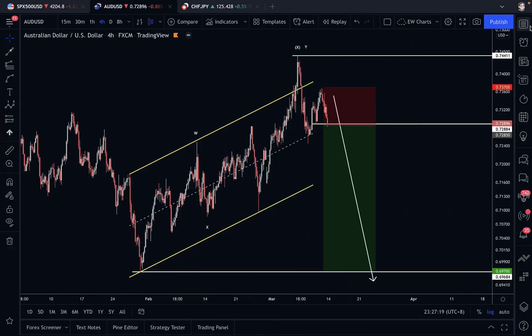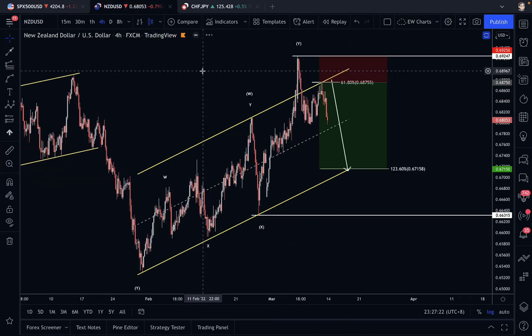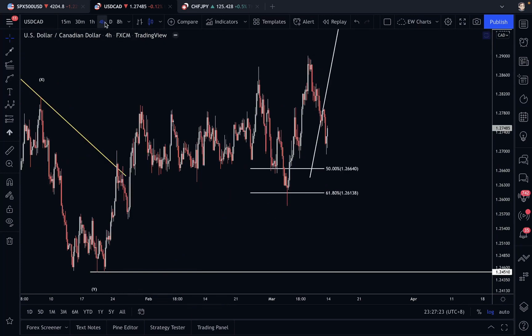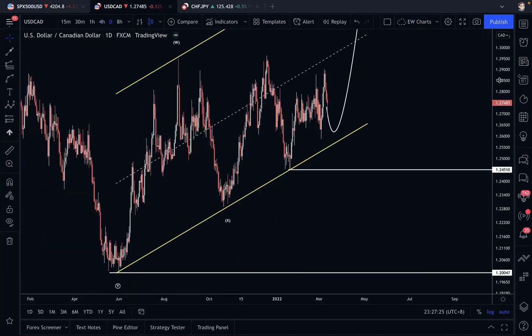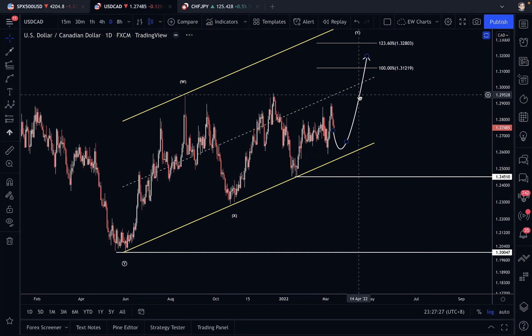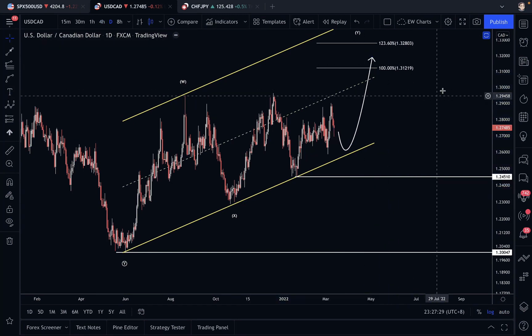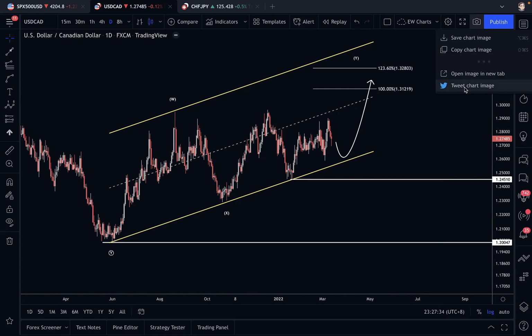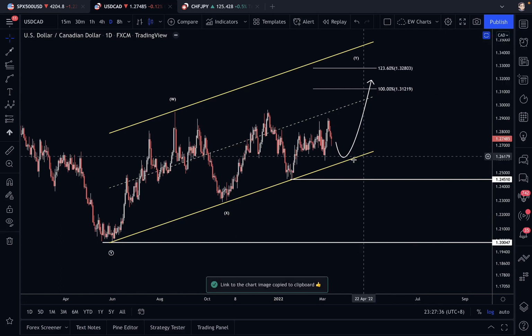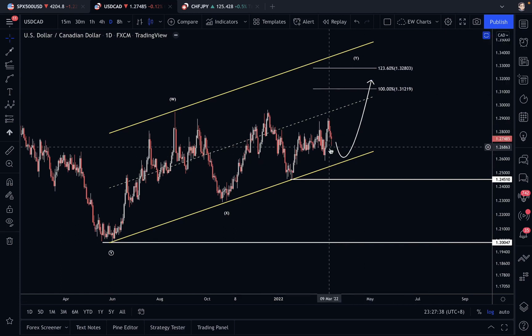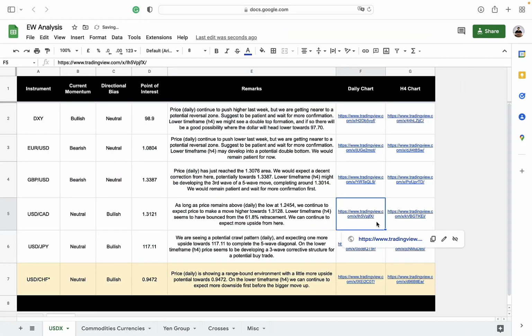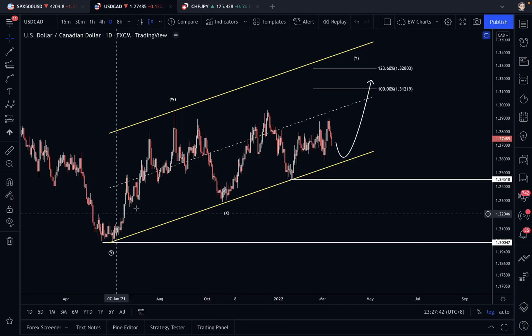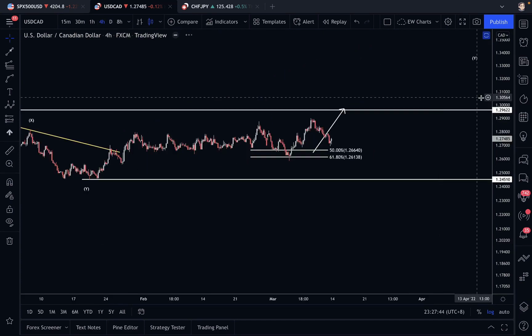Okay, next one is the dollar Canadian. So very quickly, nothing much has developed last week, so the entire analysis still remains intact. We just keep it as it is.